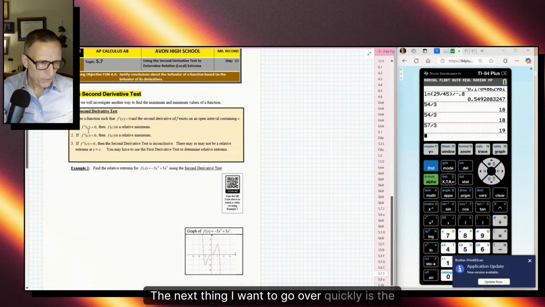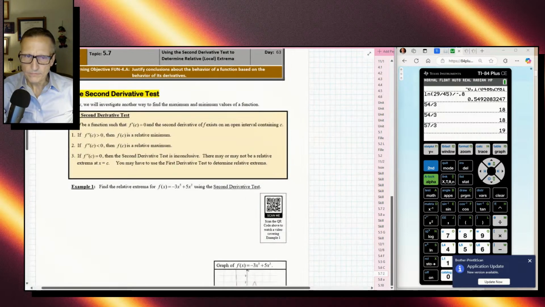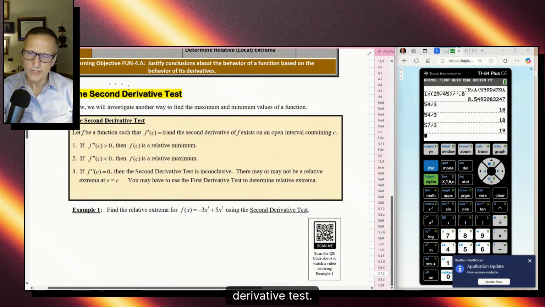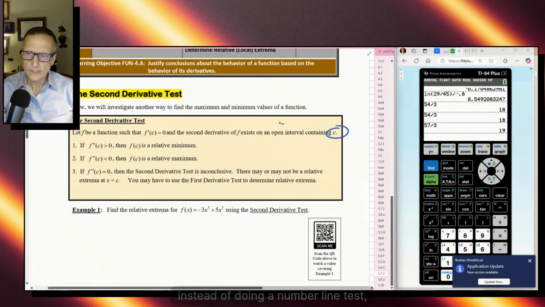The next thing I want to go over quickly is the second derivative test for relative extremes. This gives you the summary of the second derivative test. Basically, once we find our critical values of f of x, our c values, instead of doing a number line test, we're going to find the second derivative and then evaluate the value of the second derivative at those critical values.